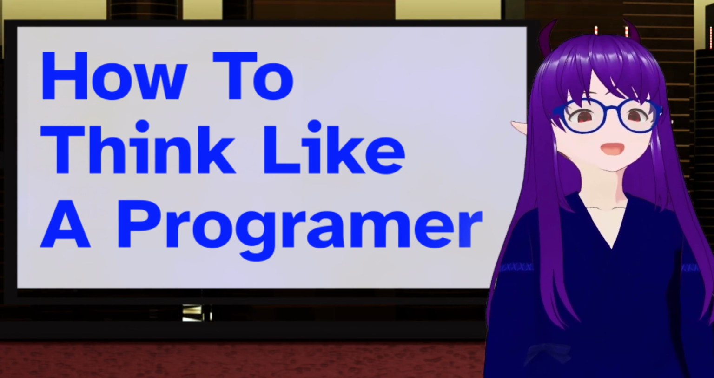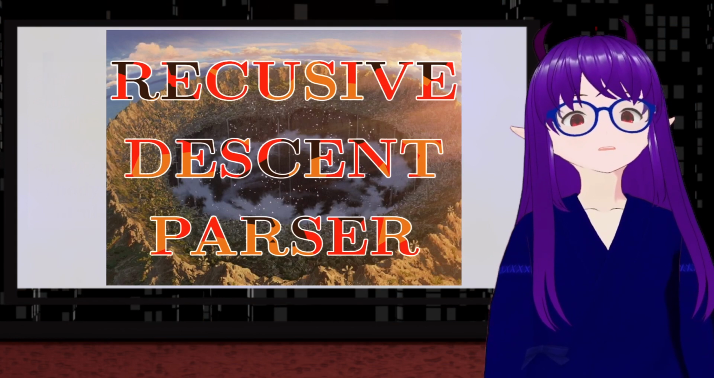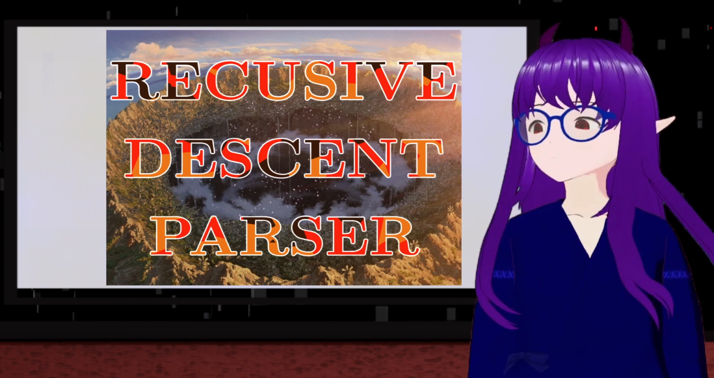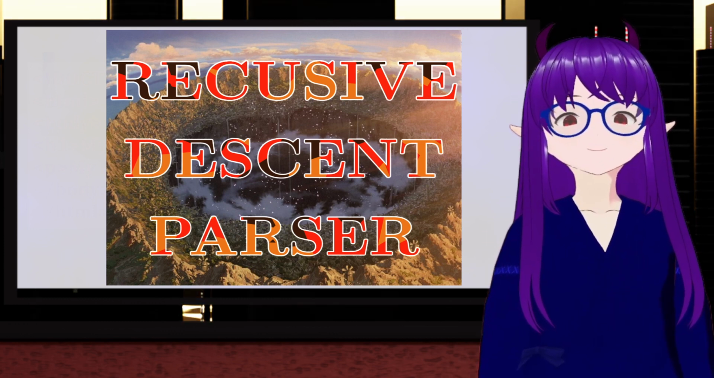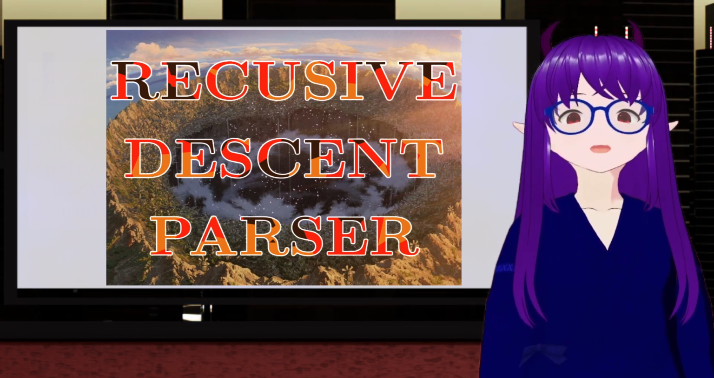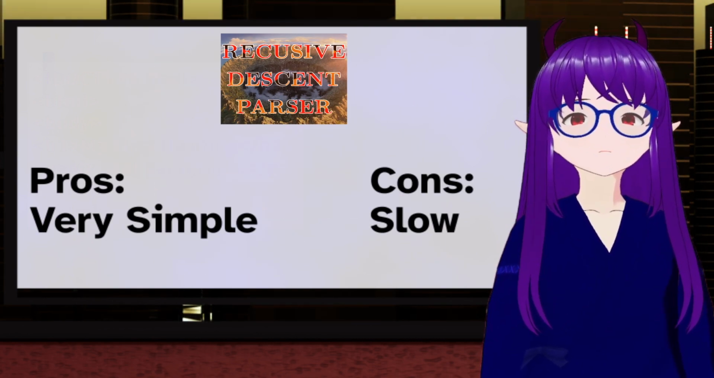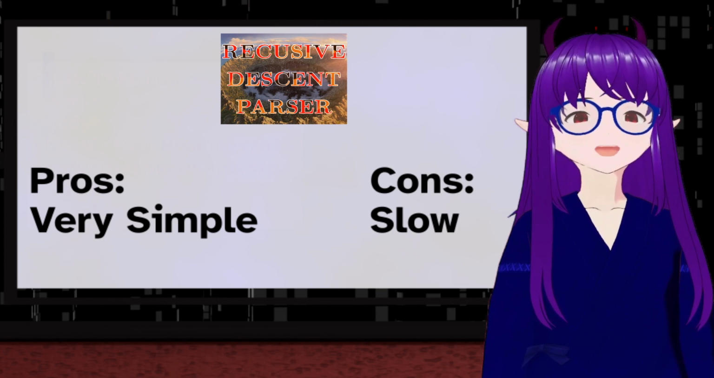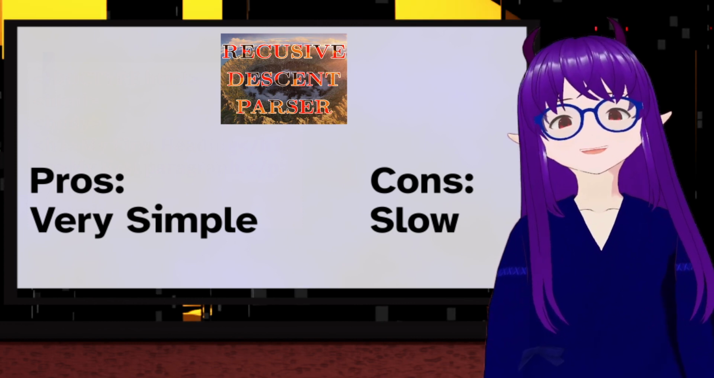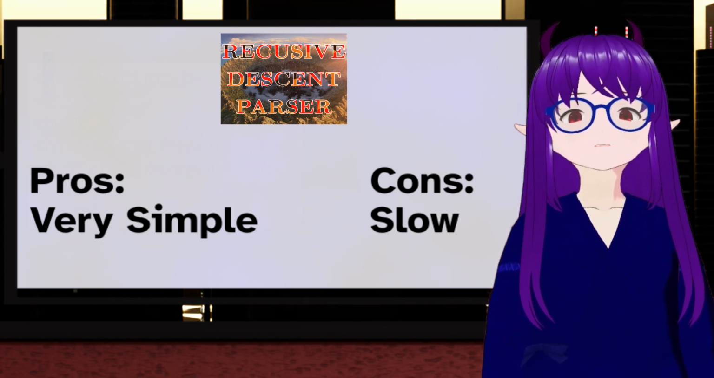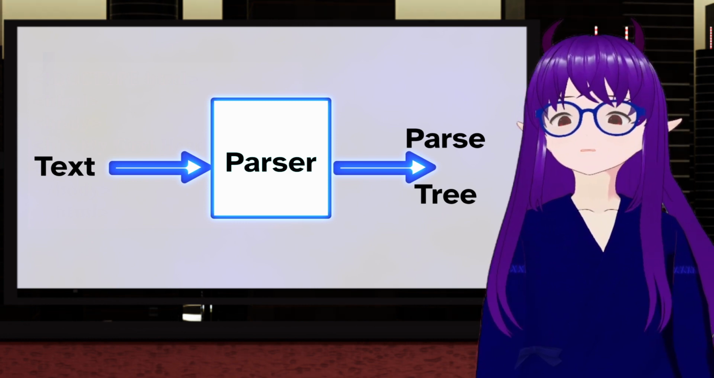The type of parser I'm going to explain is called a recursive descent parser or a top-down parser. It is the simplest type of general use parser, so it is something that is pretty easy to explain. It also has some downsides. That means that it's not used in high-performance applications, but it is a good starting point.